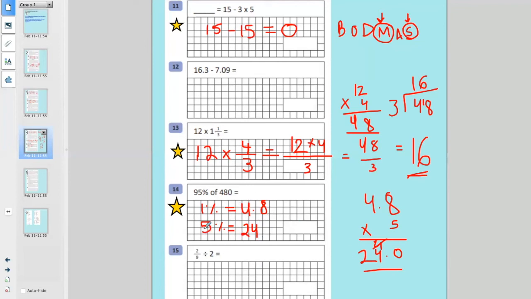Now with our 5%, let's take it away from our 480, okay? Because if we do 100% take away 5%, we will get 95%. So let's do 480 take away 24. Let's regroup. So that becomes 7. So 10 take away 4 is 6. 7 take away 2 gives us 5. And 4 take away nothing gives us 4. So hopefully your answer should have been 456. Well done if you got that correct.